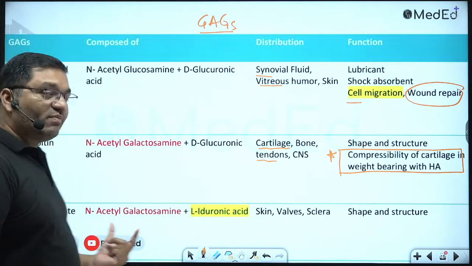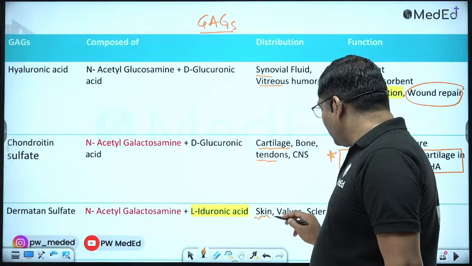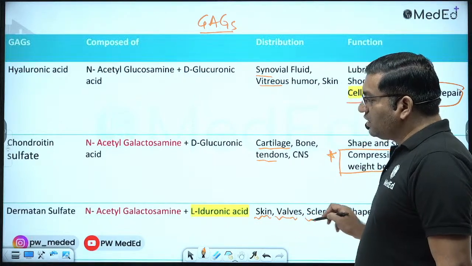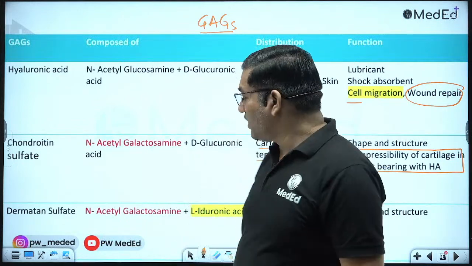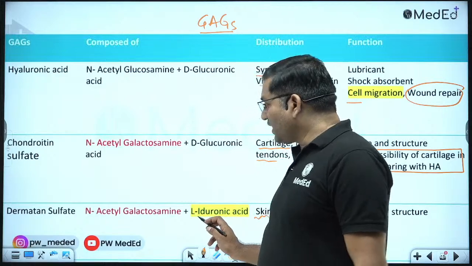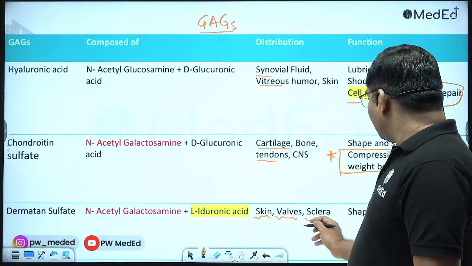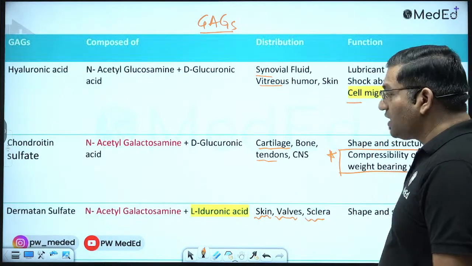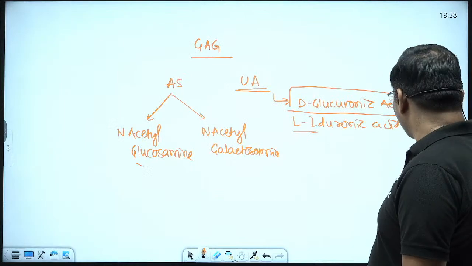Then third is dermatan sulfate. It is present in skin, heart valves, and sclera. The composition is N-acetyl galactosamine plus L-iduronic acid. Dermatan sulfate contains L-iduronic acid, and it is important in maintaining the shape and structure of these tissues.